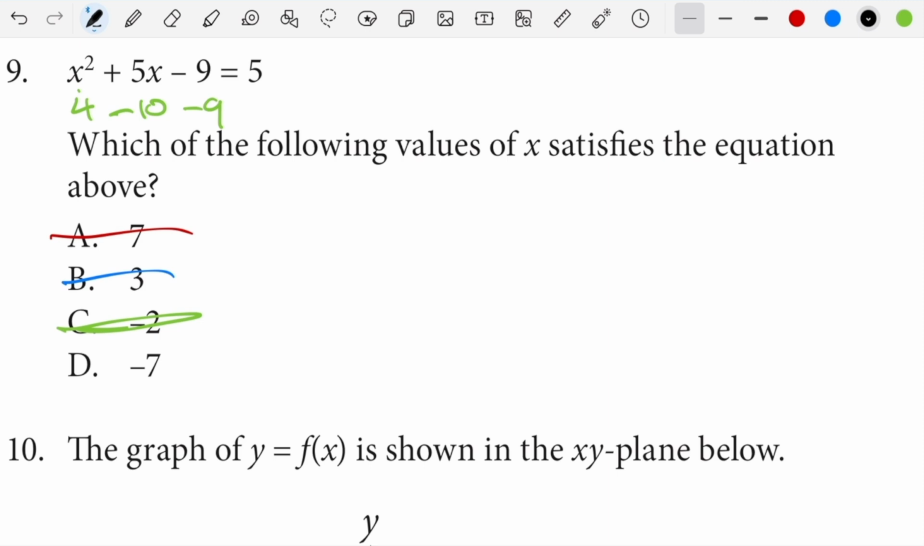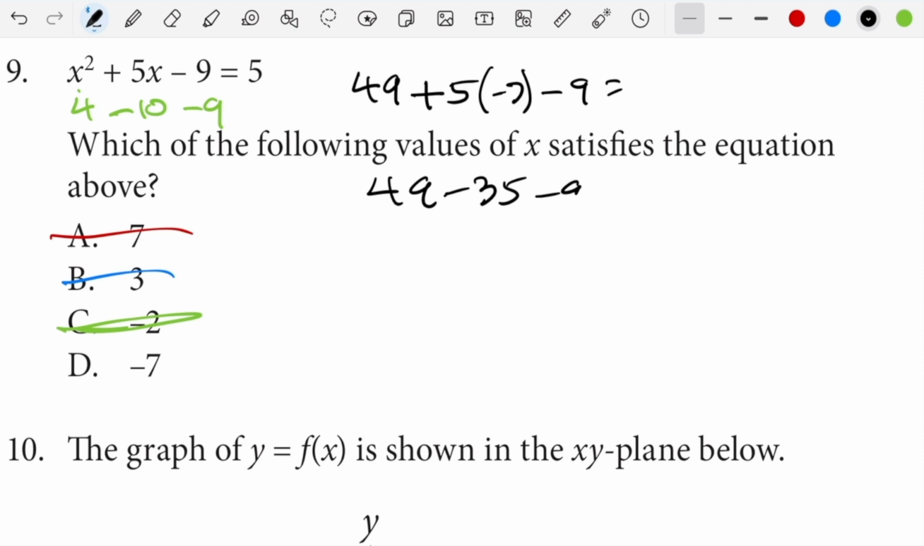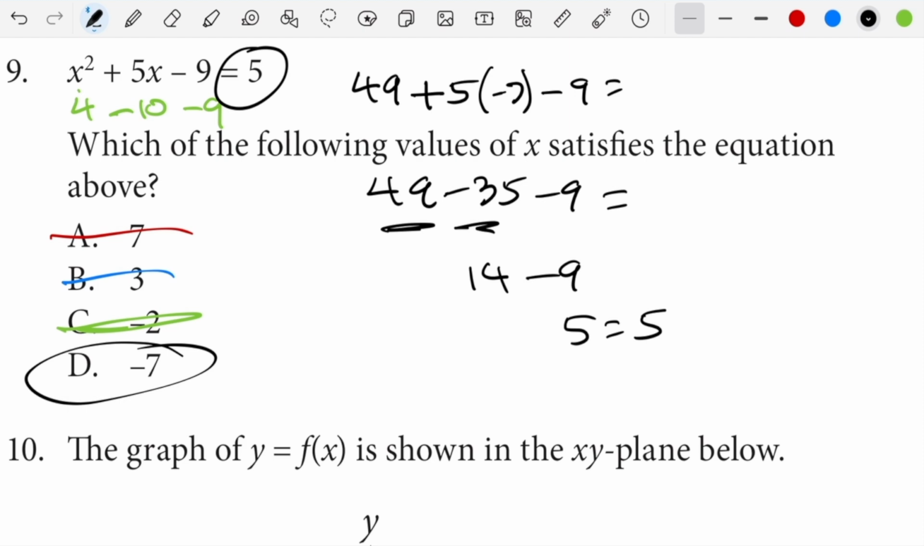Negative 7 squared is negative 7 times negative 7, which is 49, plus 5 times negative 7 minus 9. So 49, 5 times negative 7 is negative 35, minus 9. So 49 minus 35 gives you 14, and 14 minus 9 is 5, which is what I'm looking for. My answer is D.